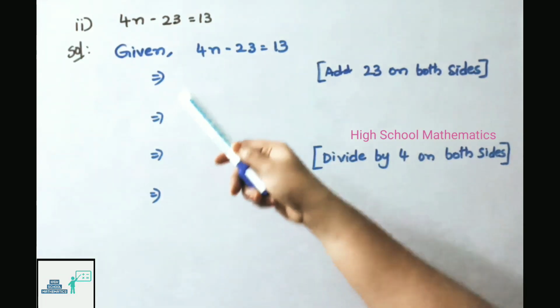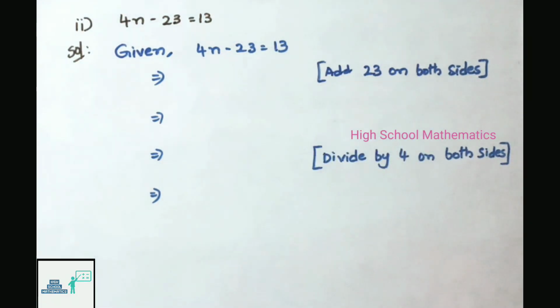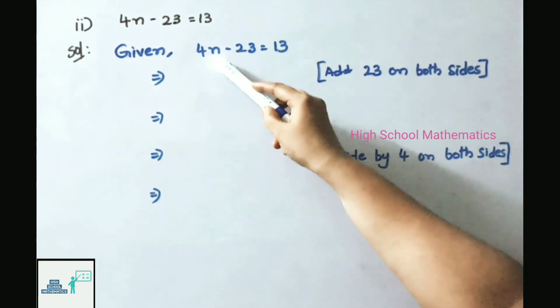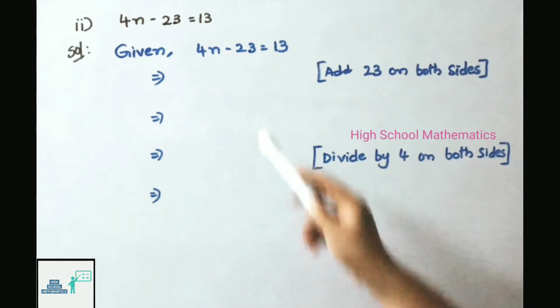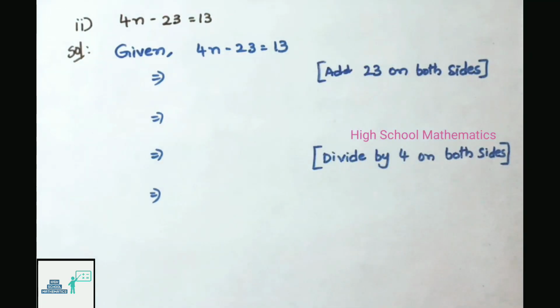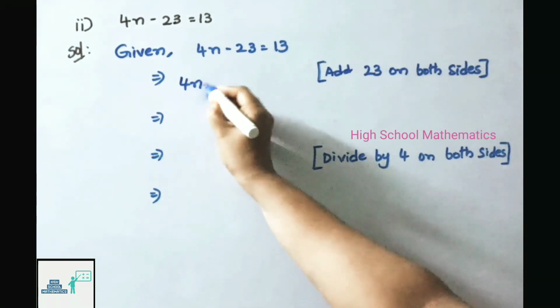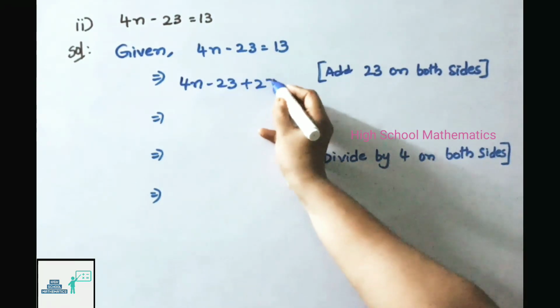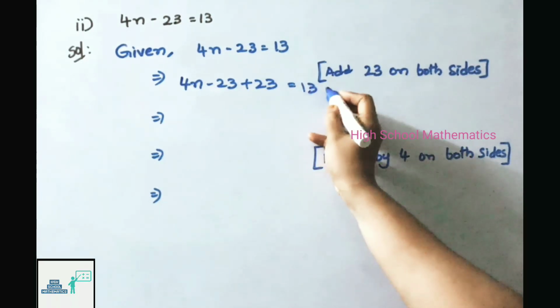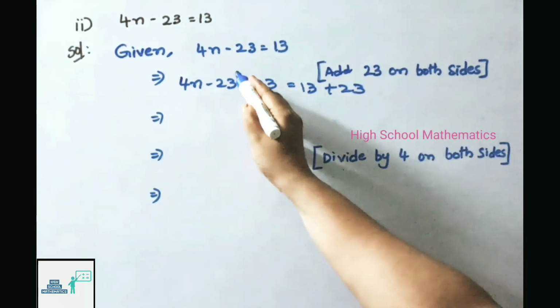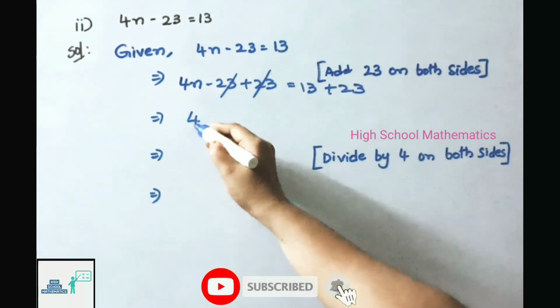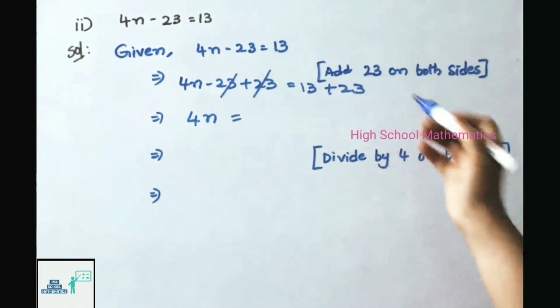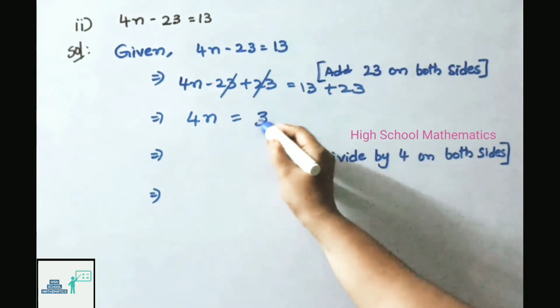See now first question, second sum, 4n minus 23 equals 13. Let us see the solution. Given 4n minus 23 equals 13. Here in this question we have to get only the variable. For that, here minus 23 is there. To remove minus 23 we are adding 23 on both sides. See here, 4n minus 23 plus 23 equals 13 plus 23. Minus 23 plus 23 cancel. Here you will get 4n equals 13 plus 23, that is 36.